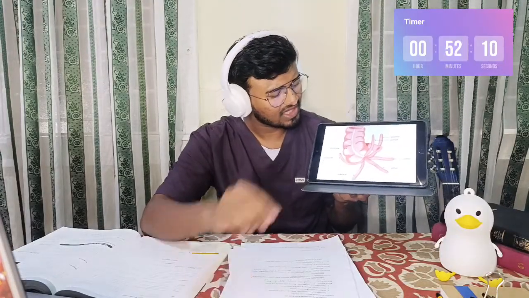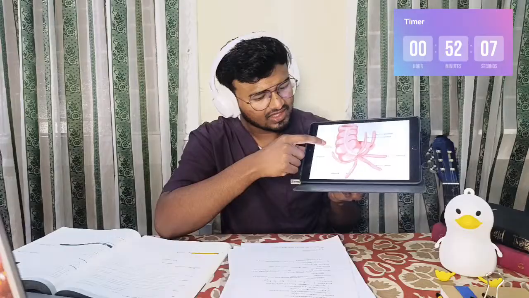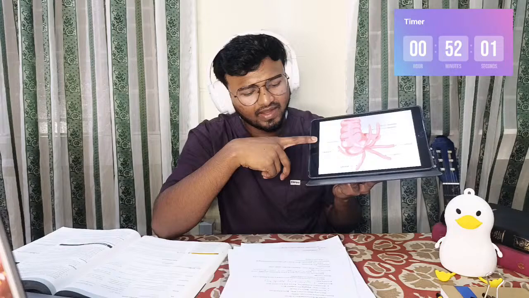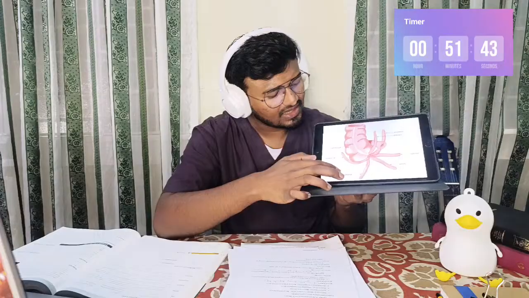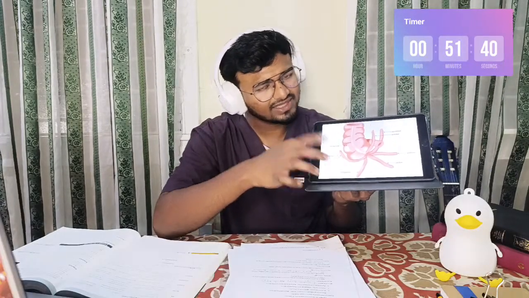First one, retrocecal. Retrocecal is the most common appendix position. In this retrocecal appendix, you can see it behind the cecum, in 65 percent of human beings. Next one, subcecal. Subcecal means we can see it below the cecum. In 2% of people we can see this type of subcecal appendix.